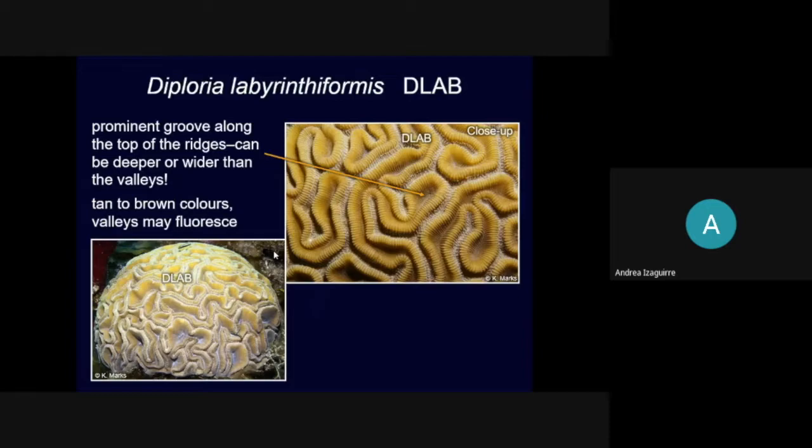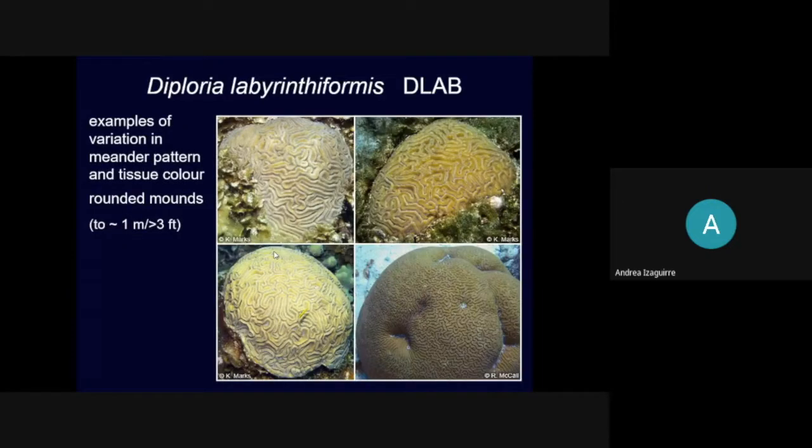The next coral that we are going to be looking at is our Diploria labyrinthiformis, or DLAB. This one also has a groove at the top, but this groove is so distinct that at the top it seems like it's not actually one wall, but instead it looks like two walls chasing each other. It has very, very deep valleys. So you are going to be looking at those two lines that kind of chase each other around, and that's going to be how you distinguish this coral.